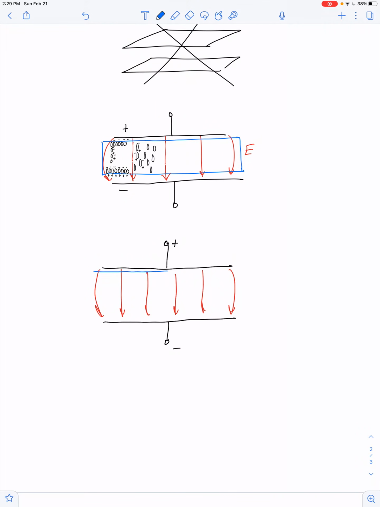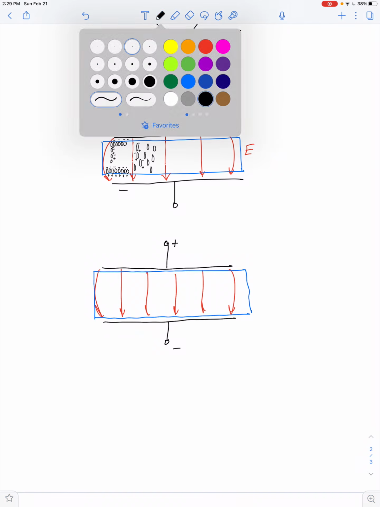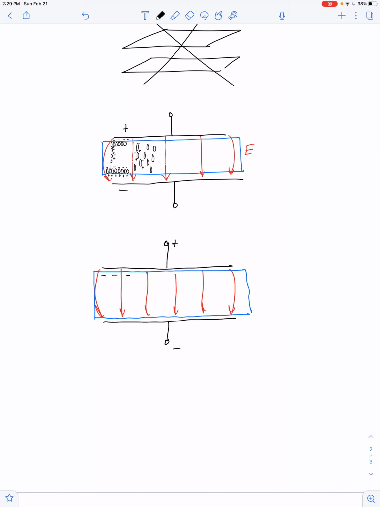But simultaneously, there's this dielectric slab that has a negative surface charge across the top and a positive surface charge across the bottom. So I'm going to describe the electric field here shown in red as being the electric field external to the dielectric material. In other words, the electric field just associated with the conducting plates of the capacitor.